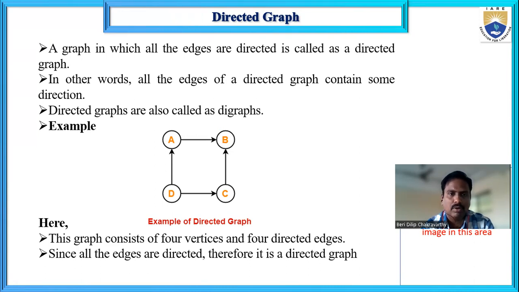In other words, all the edges of a directed graph contain some direction. Directed graphs are also called digraphs. Sometimes we can call it digraphs.